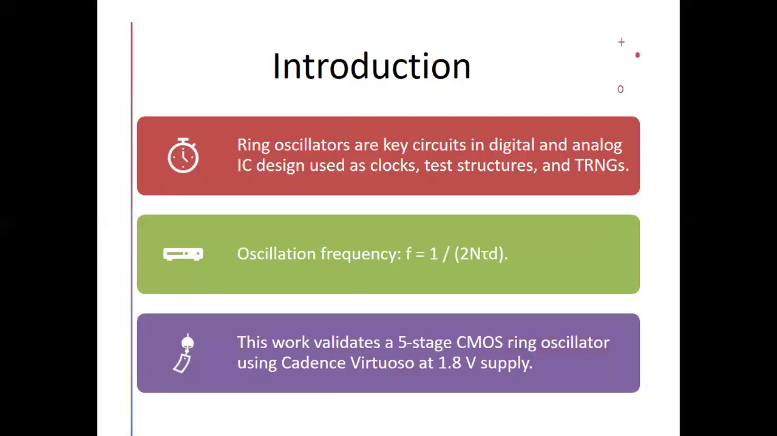Moving ahead, we will be talking about the introduction to this project. An oscillator is one of the most fundamental circuits in integrated electronics. It consists of an odd number of inverter stages connected in a closed loop. Each inverter adds a phase delay, and when the total delay results in a 360-degree phase shift, continuous oscillation is achieved. The oscillation frequency can be estimated using the formula f = 1/(2n·τd), where n is the number of stages and τd is the per-stage delay. Our design uses 5 inverter stages to achieve these oscillations and verify its behavior in simulations.